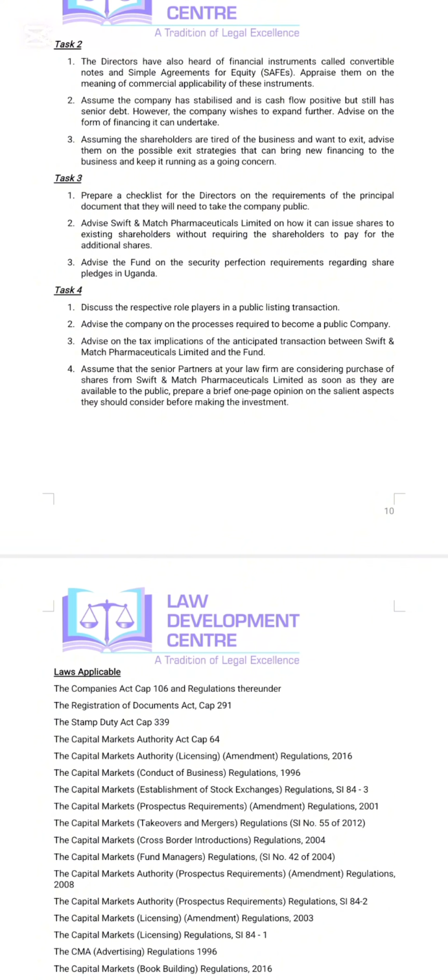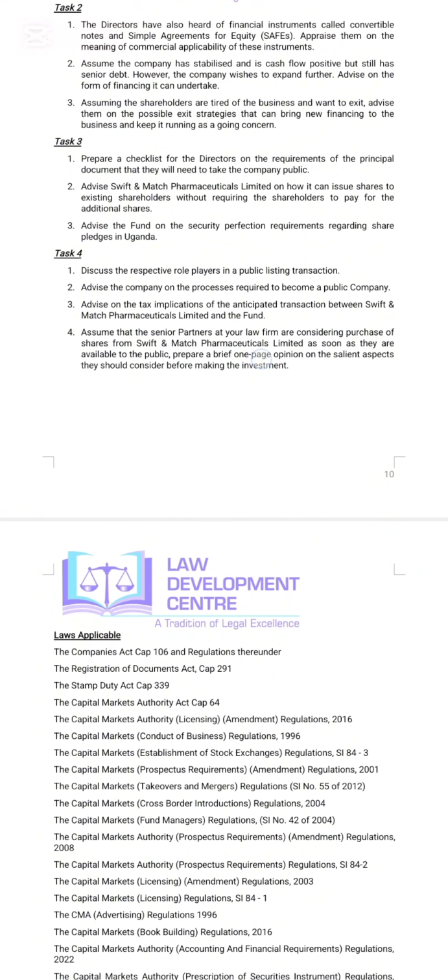Task 3, prepare checklists for directors on the requirement of the principal document they will need to take the company public. Basically, that document is always a prospectus. It has a statement from auditors, financial accounts from auditors, all those things.